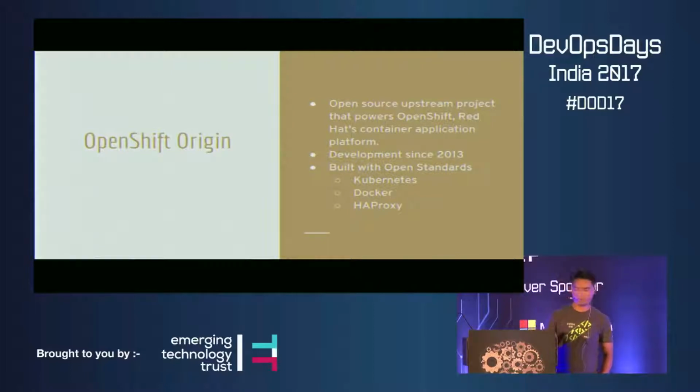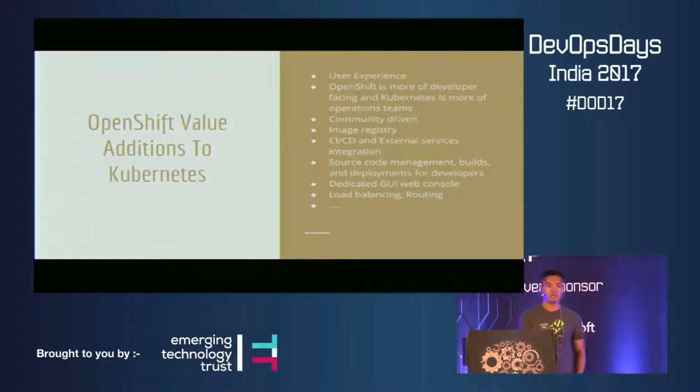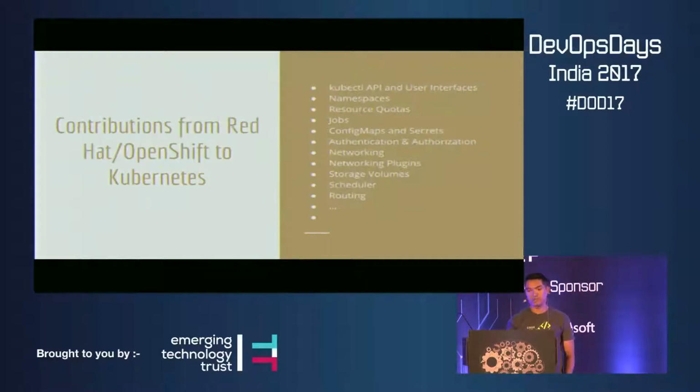Just a brief introduction to OpenShift Origin. In a short definition, it's mainly enterprise-ready Kubernetes. A few value additions that OpenShift adds to Kubernetes: it gives you a nice user experience. It has a web UI console, and it has CI/CD built in. It's community-driven as well. There are a few other contributions from Red Hat or the OpenShift side to Kubernetes, such as namespace, routing, and a bunch of other things.